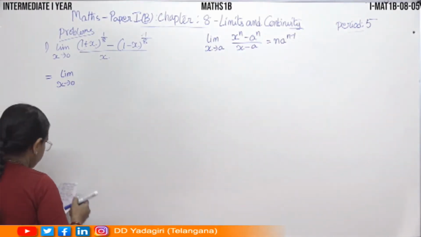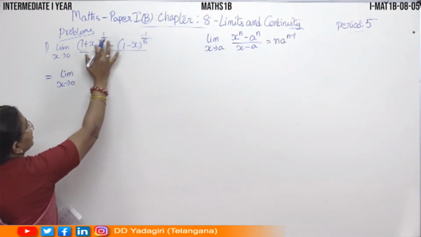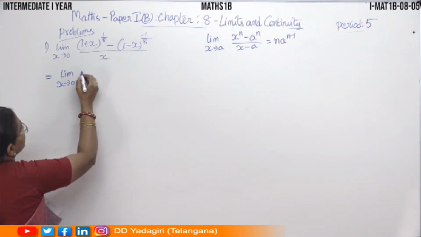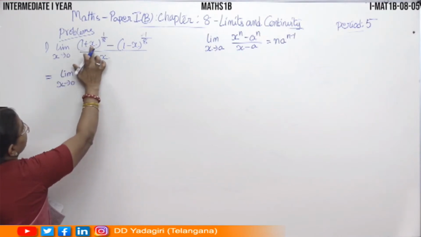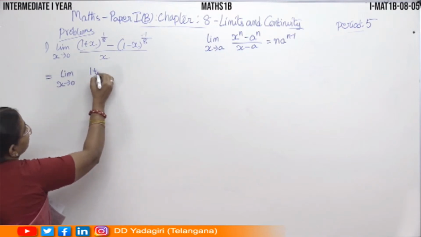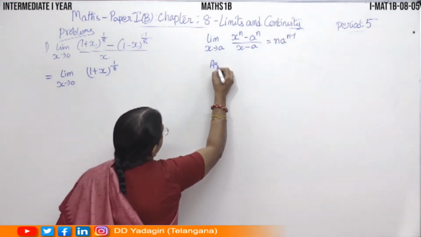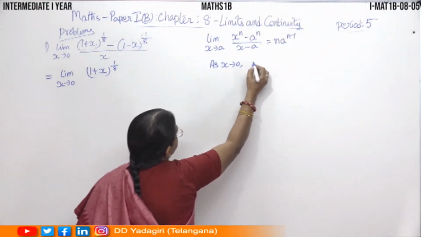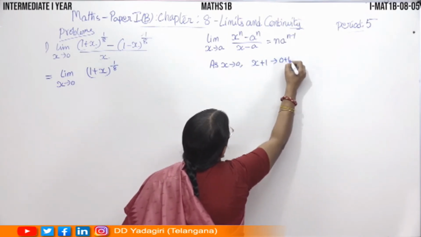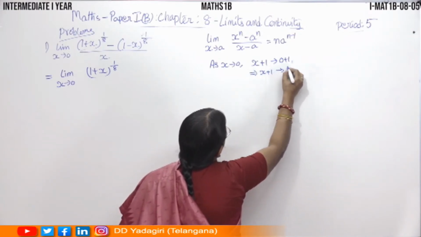Okay, so now the sum is limit x tending to 0 of (1 plus x) to the power 1 by 8 minus (1 minus x) to the power 1 by 8, all by x. So here the power is 1 by 8. Observe how we are reducing it to that form. Because we have 1 plus x, as x tends to 0, x plus 1 tends to 0 plus 1, that is 1. So 1 plus x tends to 1.